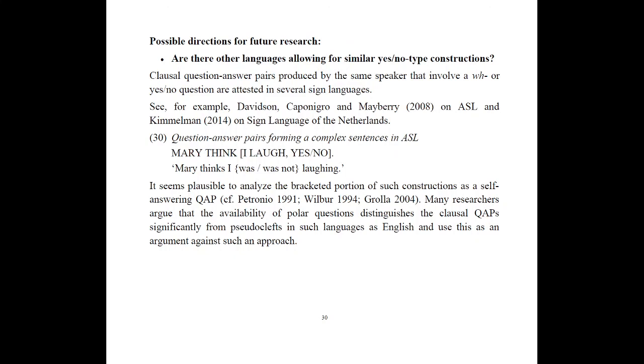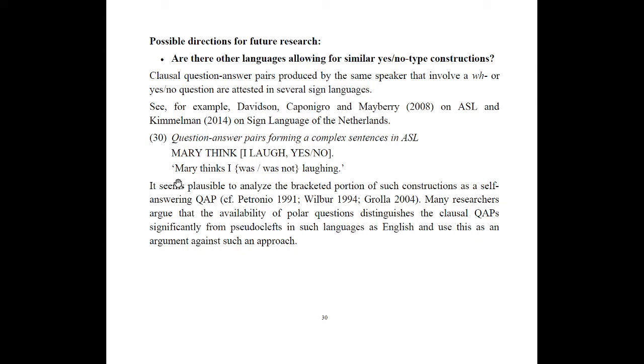There are several possible directions for future research, and one of them is to ask the question, are there other languages allowing for similar yes-no type constructions? At first glance, for example, there are no such constructions in English and in many other Indo-European languages. However, clausal question-answer pairs produced by the same speaker that involve a wh or a yes-no question are attested in several sign languages. So, for example, they are attested in American Sign Language and in the Sign Language of the Netherlands. You can see an example here in 30.